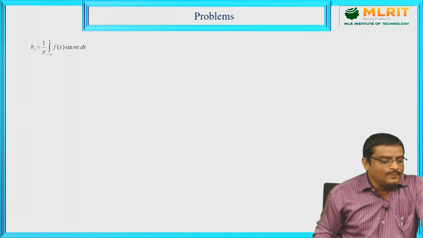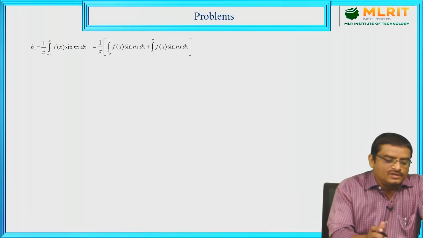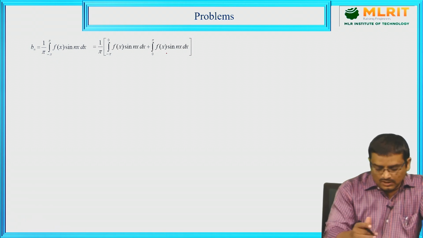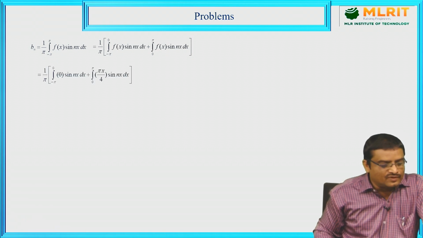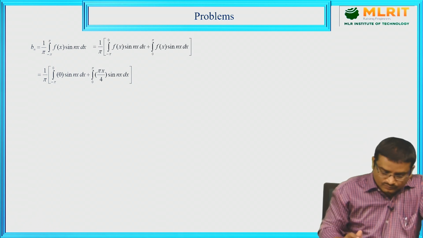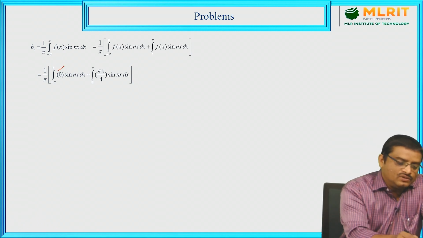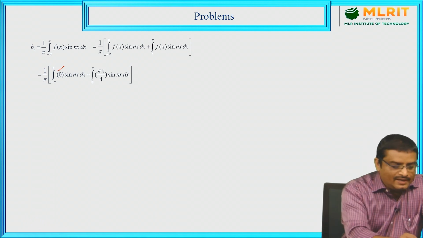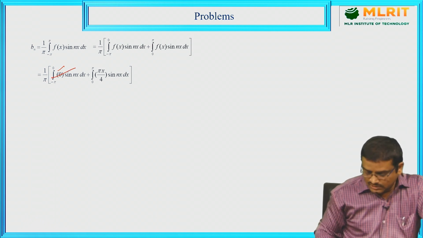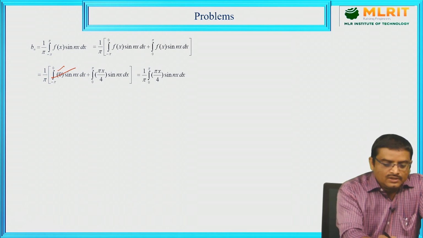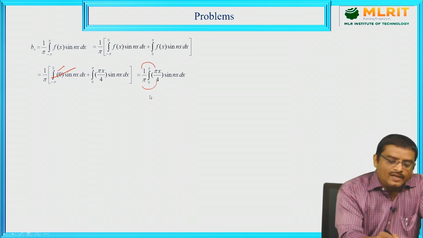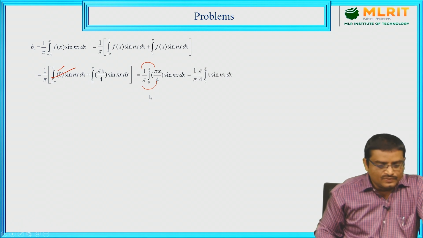Now go for the bn. Apply the same procedure here. Divide this interval minus pi to pi into two subintervals. In both cases substitute the values of f of x. So here again 0, 0 into anything is equal to 0. Integral of 0 is 0. So we can neglect this first integral. Now concentrate on the second integral. You will get this, and you take the numerator pi and the denominator 4 outside. So you will get this one.